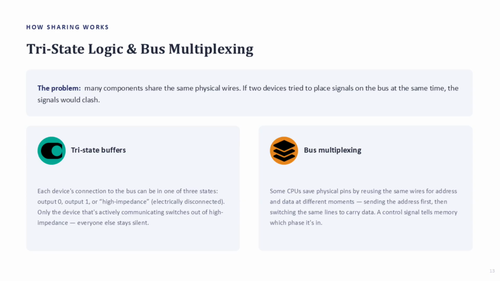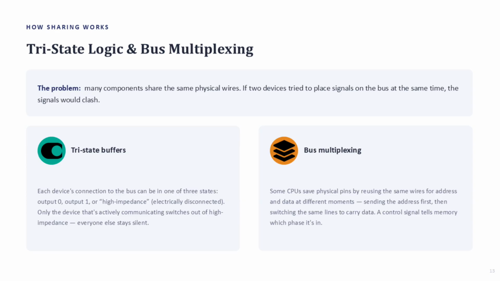First, those lines carry the memory address. Once the memory has received the address, the same physical wires are switched to carry the actual data. A control signal tells the memory whether these shared lines currently contain an address or data.